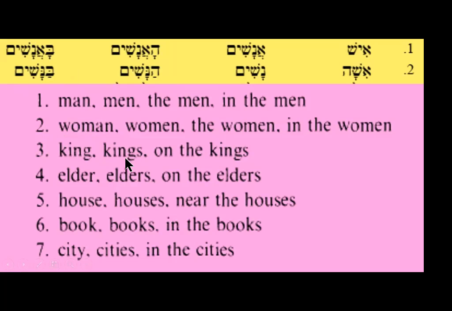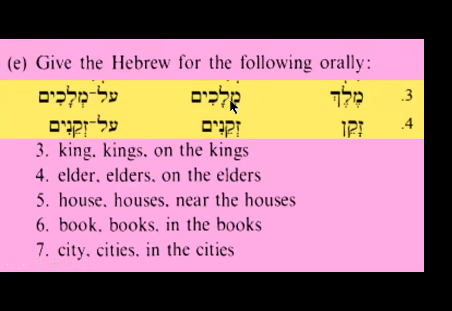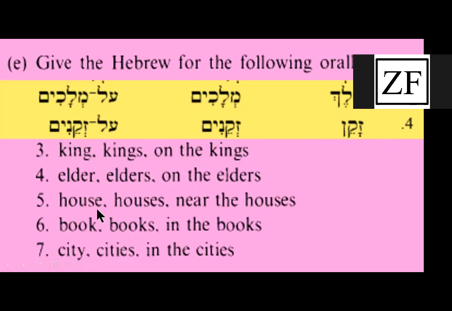Melech. And kings would be the Melachim. Perfect. And on the kings would be al Malachim. Okay, elder would be Zaken. Okay, plural is Zakanim, and on the elders is al Zakanim.